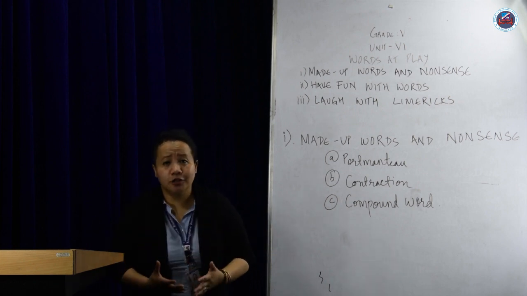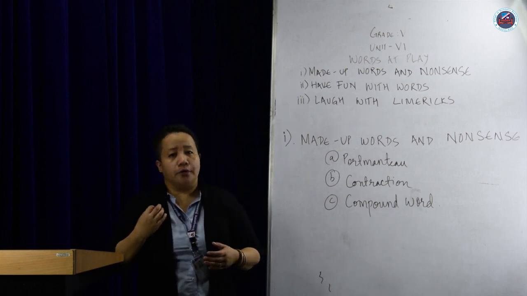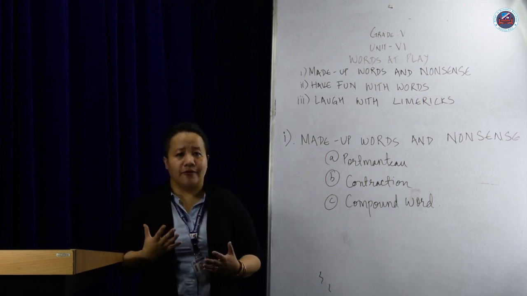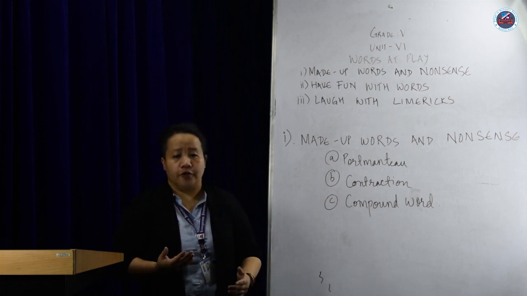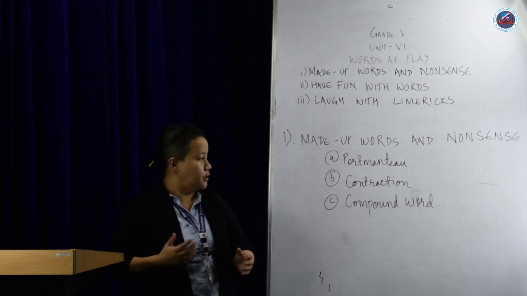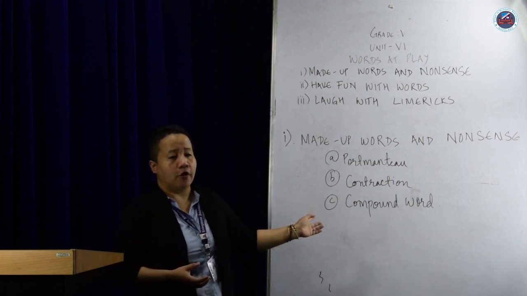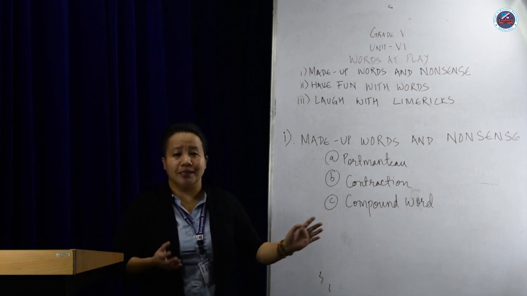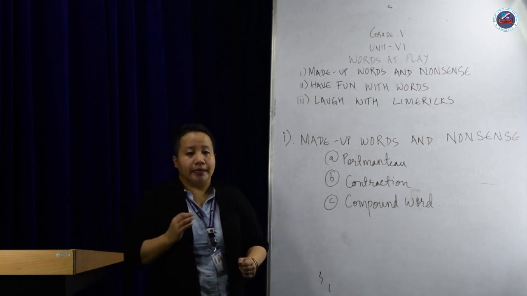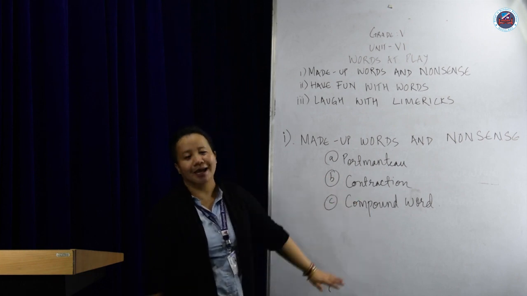So my dear students, what you can do at home is try to write at least 5 portmanteau words of your own. Try to find 5 to 10 contractions of your own and compound words. Try to search for two different words and try to form a compound word too. In this way, you will get a clear idea of portmanteau, contraction and compound word.